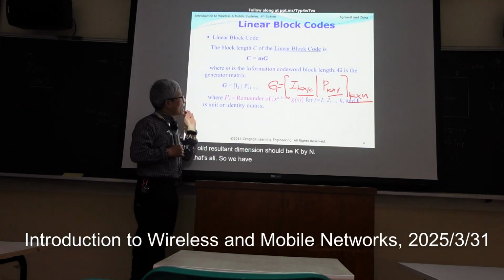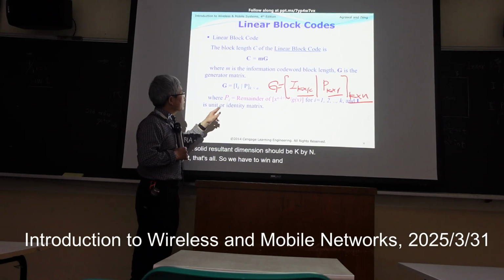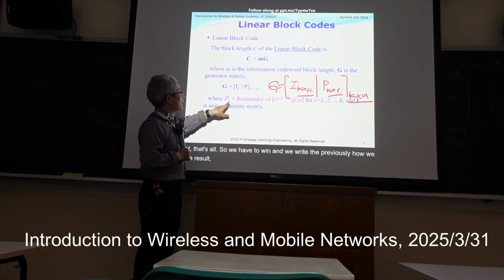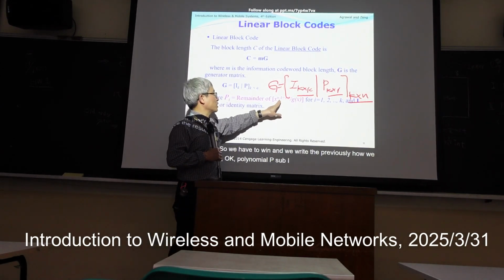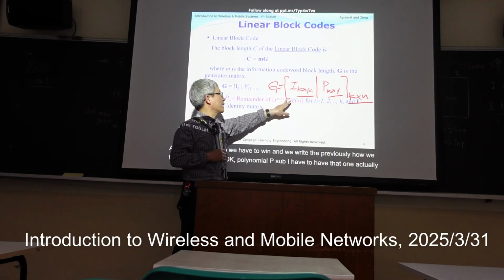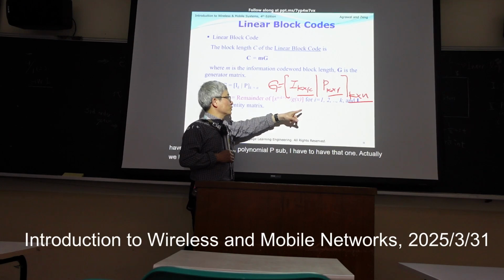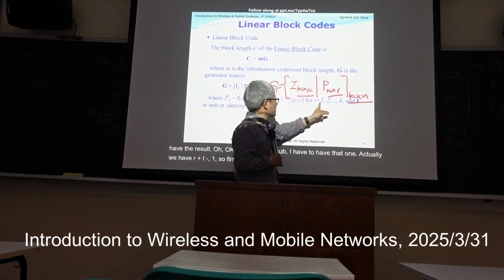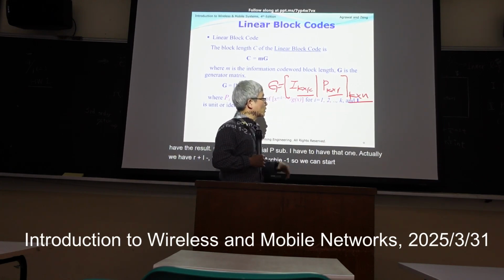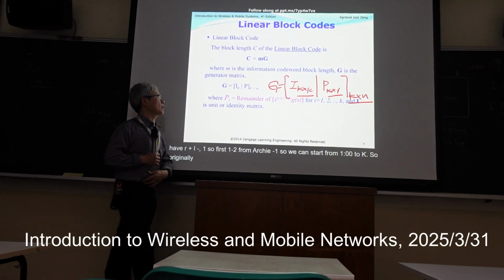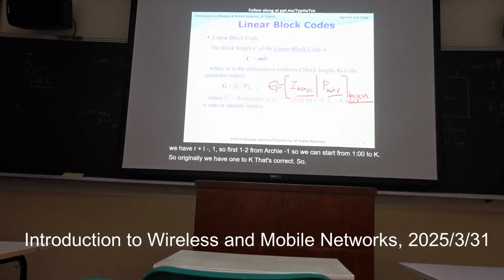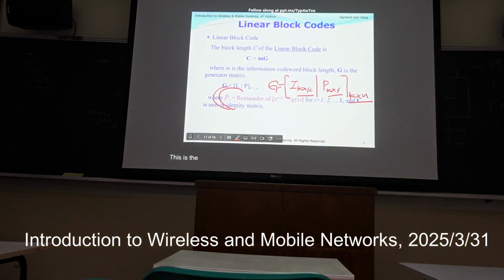And we rewrite the previous way we have the result. Polynomial p sub i, how do we have that one? Actually, we have r plus i minus 1. So first one, actually minus 1, so we can start from 1 to k. Originally we have 1 to k. That's correct. So this is the previous operation. We use this, but right now we rewrite it.